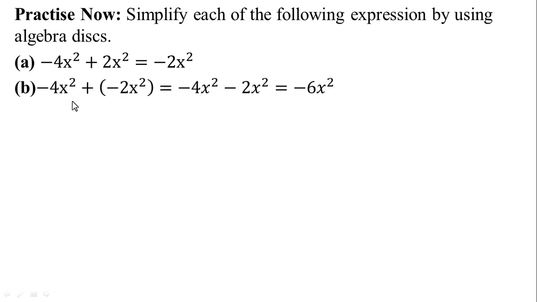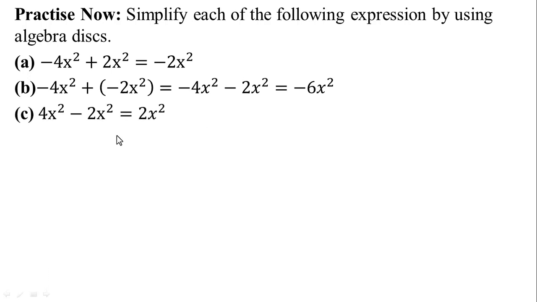Similarly, in B part, minus 4x square plus into minus 2x square. First of all, opening the bracket, plus multiply by minus, plus minus is minus. So we have minus 4x square minus 2x square. Both terms have negative sign, so we can apply the negative sign and add the both terms. 4 plus 2 is 6. So the answer of B part is minus 6x square.